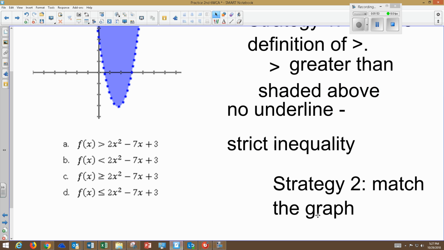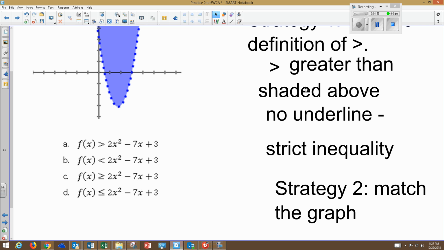So since this is a strict inequality, we're looking for just strictly greater than. And this points us squarely at letter A, because all the rest of them are identical other than the sign. So that's why A would be the correct choice here. And so I'm going to go ahead and highlight that.